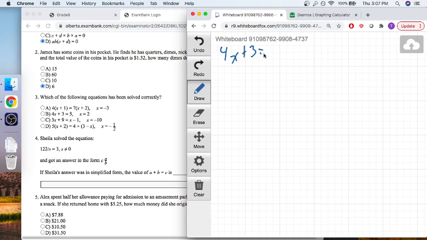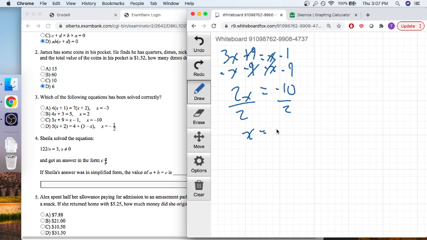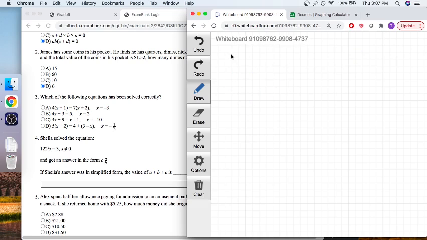4x plus 3 equals 5. So minus 3, 4x equals 2, divide by 4, x equals 1/2. Okay, it's not going to be that because we have x equals 2, so clear this. 3x plus 9 equals x minus 1. Okay, so get the variables to the left side and constants to the right. So minus x, minus 9, minus 9. This is going to equal negative 10. These cancel out. And then we're going to have 2x divided by 2, x equals negative 5. That's not going to be it. And I'm going to do the last one.